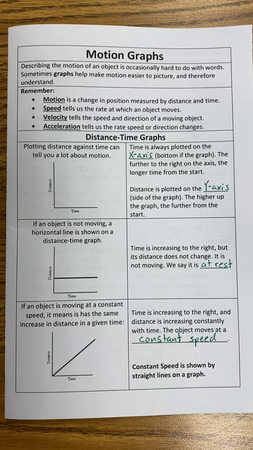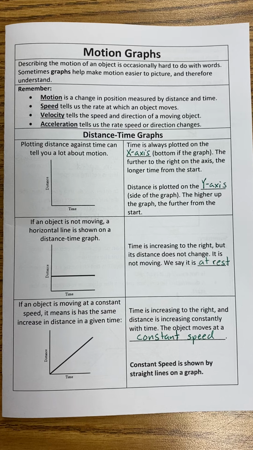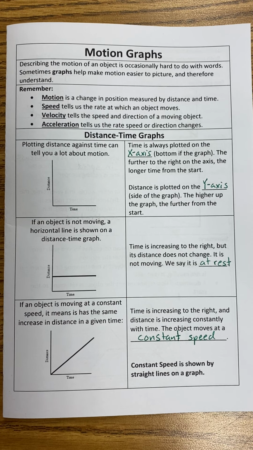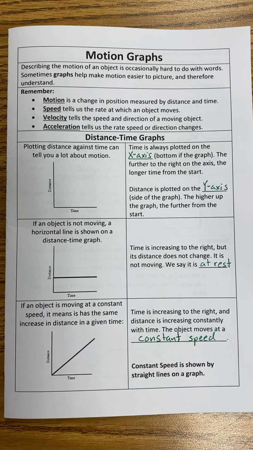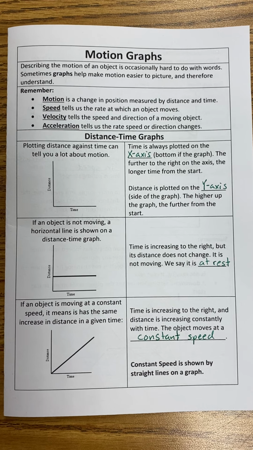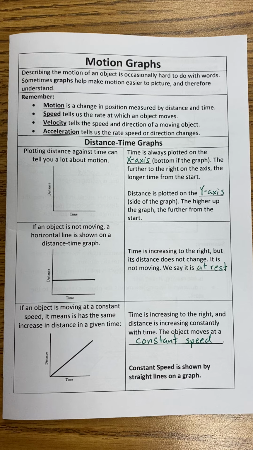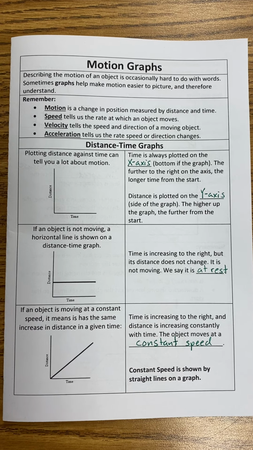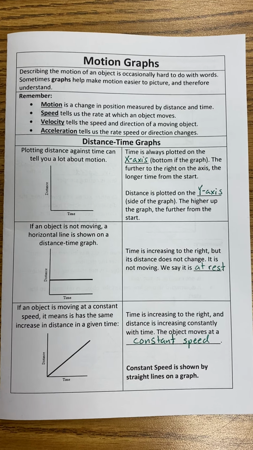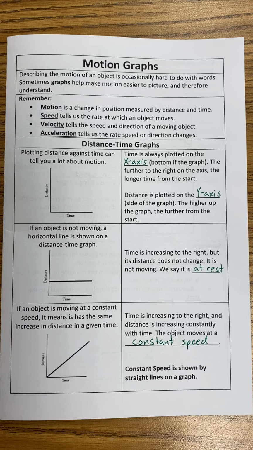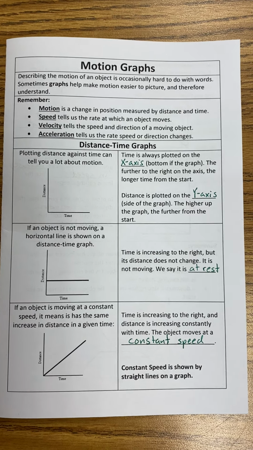So if an object is moving at a constant speed, it means it has the same increase in distance in a given time. So time is increasing to the right, and distance is increasing constantly with time. The object moves at a constant speed. So constant speed is shown by straight lines on a graph. Okay, so if you need to pause and get any of those words written down, pause right now. And I'm going to turn the page to the next part.